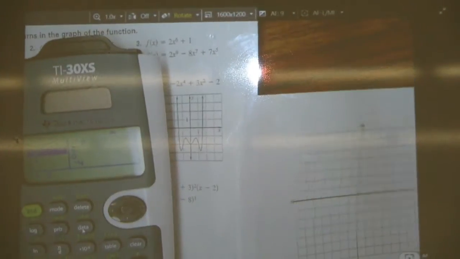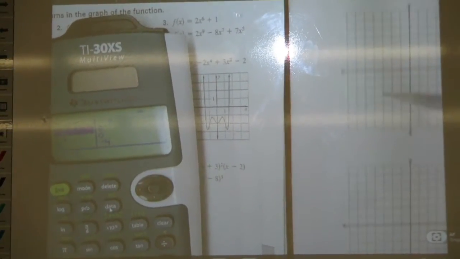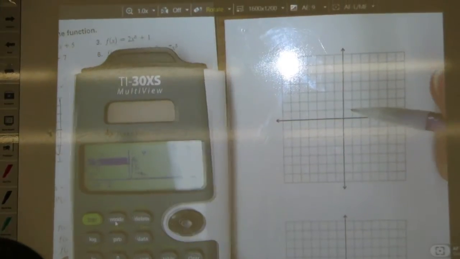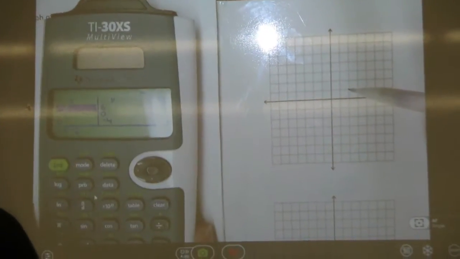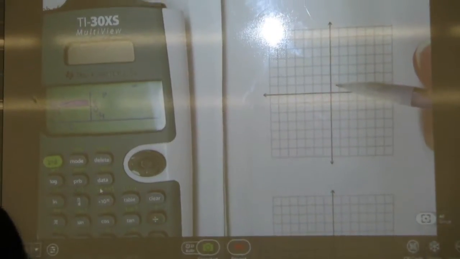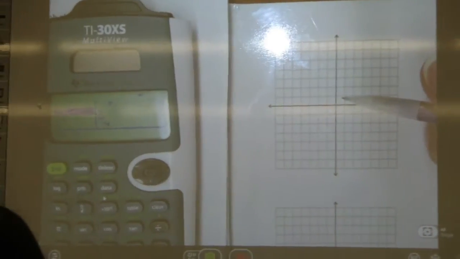All right, pay attention to the screen still, please. Okay, notice I've got part of my graph paper there. All right, it's all done. Just leave them there. We don't need them.